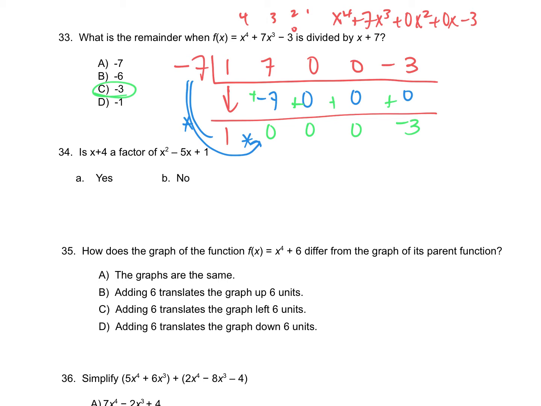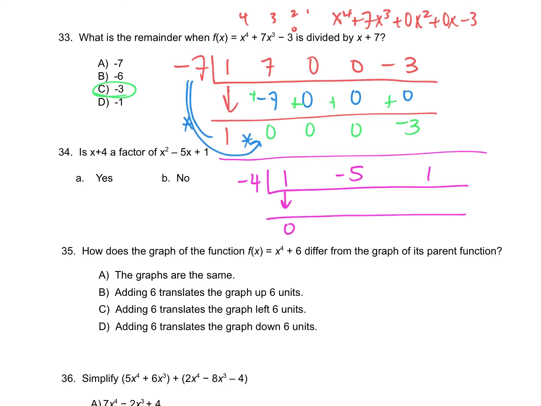I get to do synthetic division again on this number 34 to figure out if x plus 4 is a factor. So in order to do that, I'm going to take the opposite, so negative 4, and we're not missing anything, so it'll be 1, negative 5, and 1. This comes down as a 1, and then when I do my multiply and add, I'm going to multiply, 0, add negative 5. Multiply, and I get 20, and I add, and I get 21. So since it does have a remainder, the answer is no, not a factor. If the remainder was 0, then we would say that it is a factor.